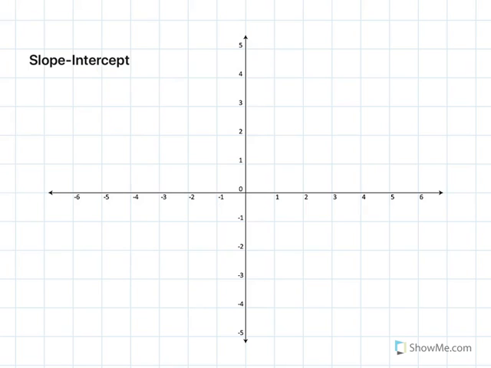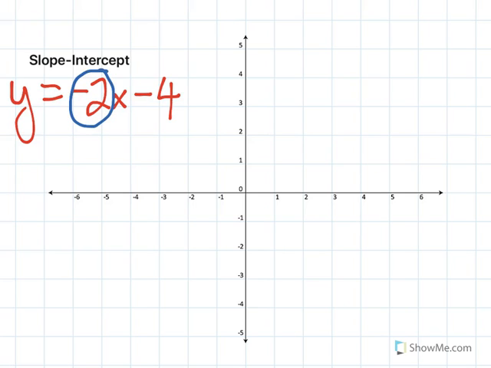Now in this case, I'm going to make everything negative. So y equals negative 2x minus 4. Okay, so we have a slope of negative 2 and a y-intercept of negative 4. I always call the y-intercept a starting point because if you start there, it makes things a lot easier. So if you go to minus 4 on the y-axis, put a point, and the slope is negative 2. That means it goes up 2 and over 1 because it's really just 2 over 1.